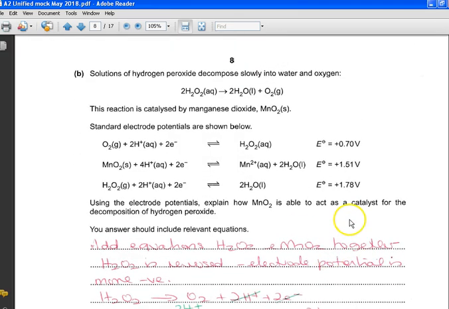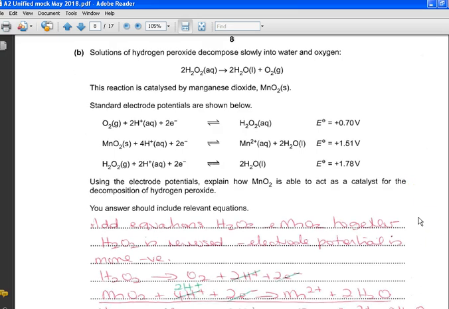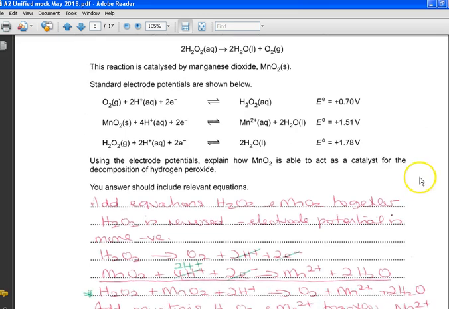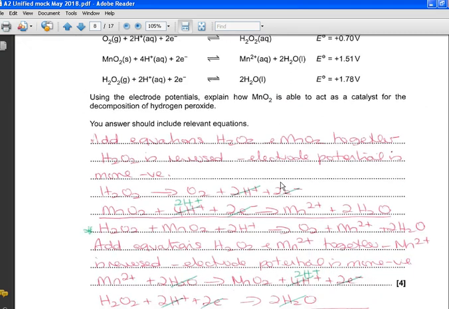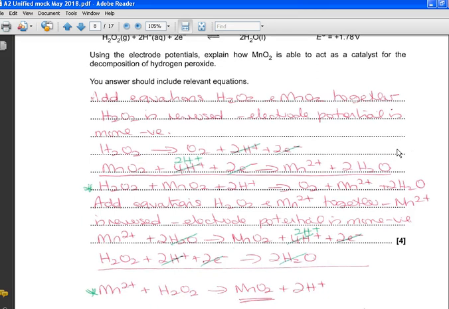Okay, so we're looking here at electrode potentials. We were told that hydrogen peroxide decomposes slowly, but if we add the catalyst manganese dioxide, the reaction happens faster, and it's basically asking how we can show that by using this information here. So you know you're going to have to use this information. We know that a catalyst is something that is regenerated, so we're hoping that our MnO2 is going to end up regenerated.